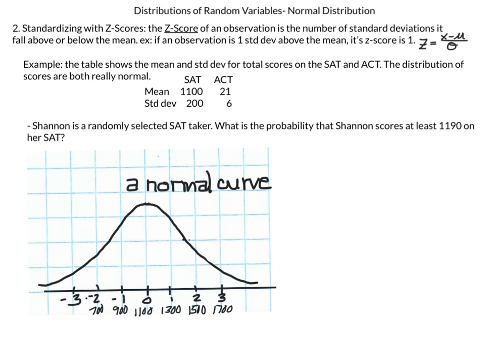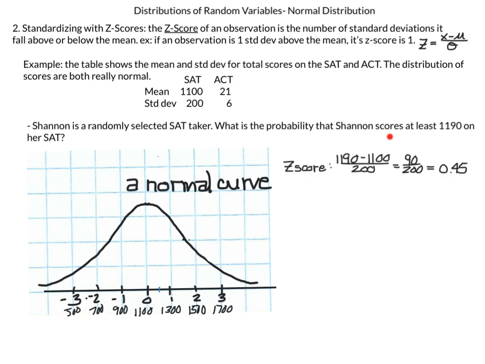The other thing I can do is just keep subtracting 200 here. So this here will be 500. This is how we standardize all our normal curves. We put it in standard units instead of these raw values. Okay, where's Shannon? She's at 1190, so she's going to be somewhere here. As we said, it's about half a standard deviation away. It's very close to 1200.